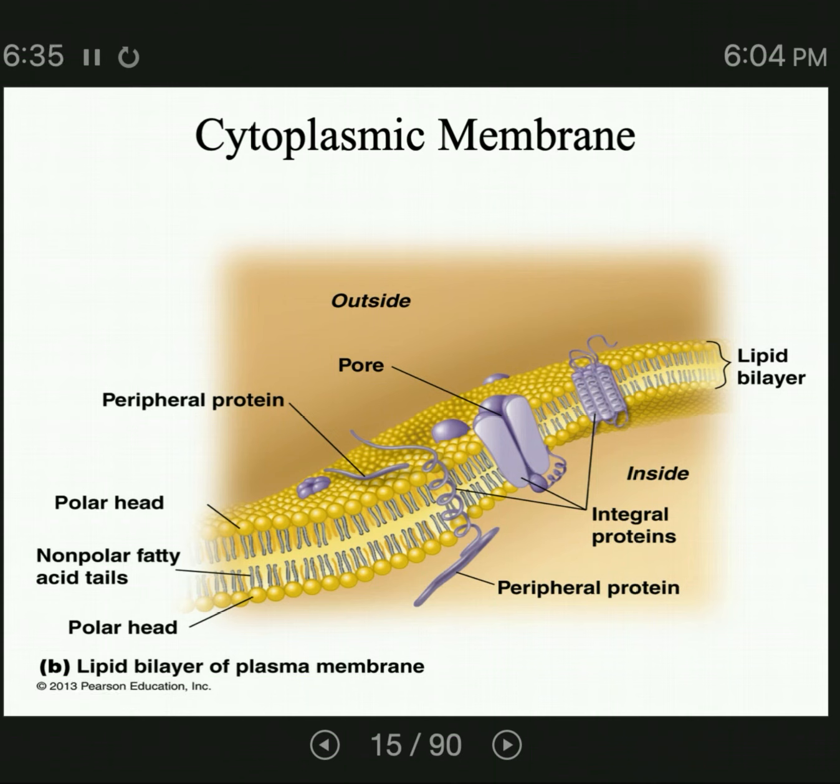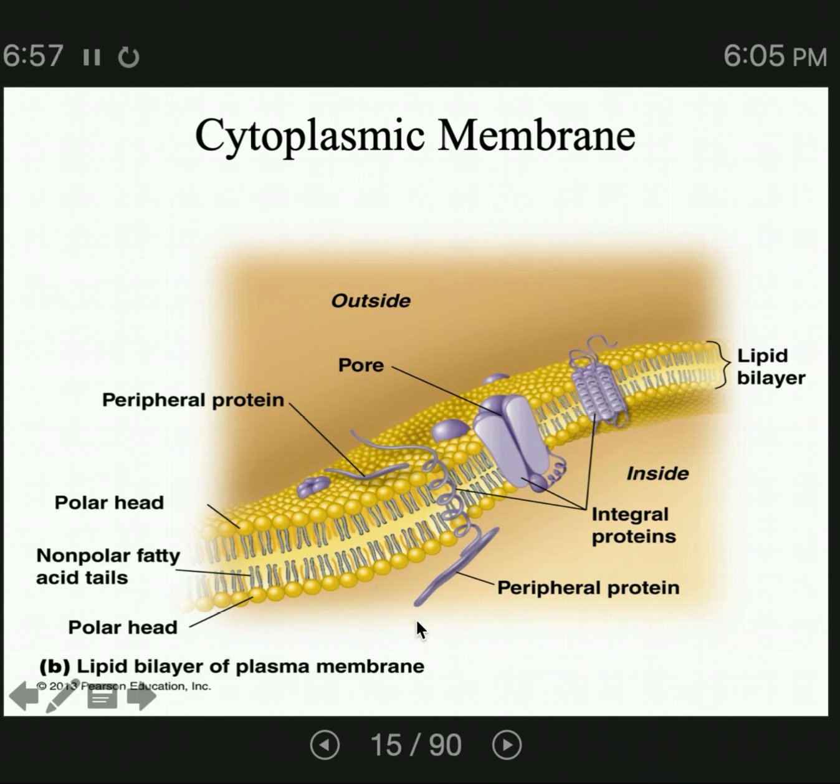So for example, if the cell wants to bring in sugars, it can have a channel that will only allow sugars to cross and also only in one direction so that they can only come in, but then they can't escape. Okay, so the sugars are polar. They have an electromagnetic charge. That means they're not going to cross this phospholipid bilayer.